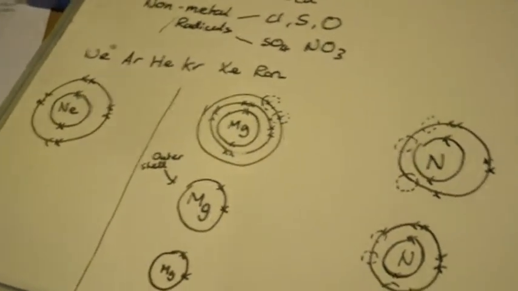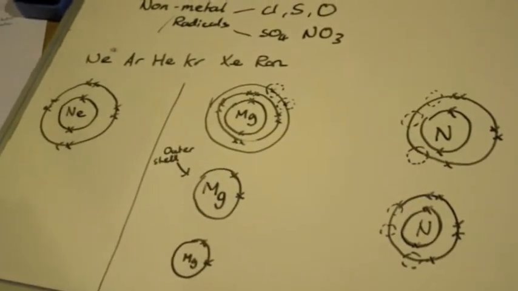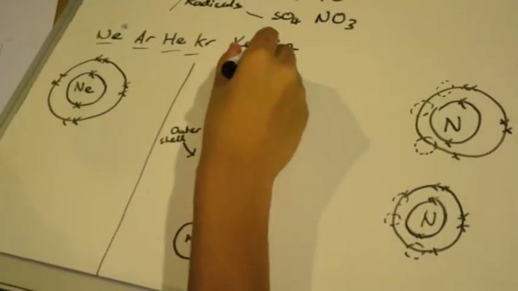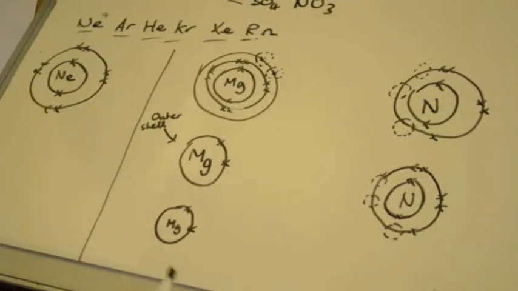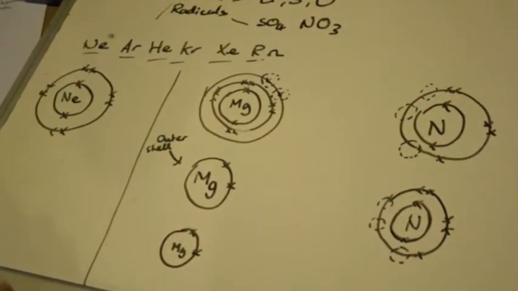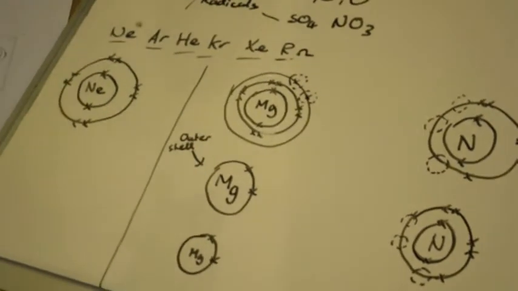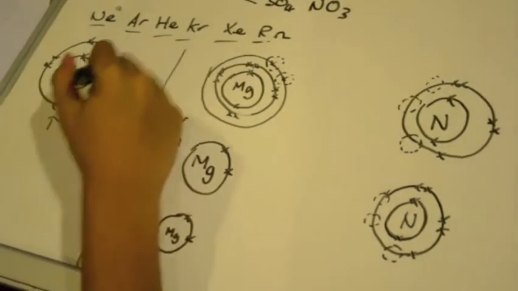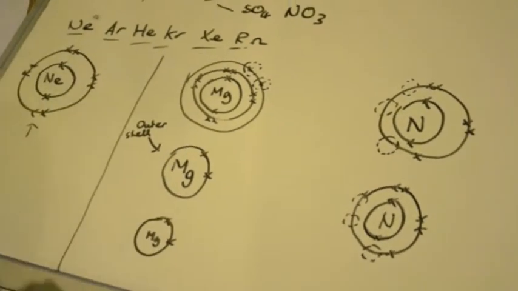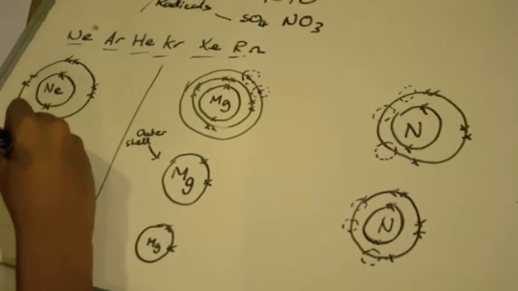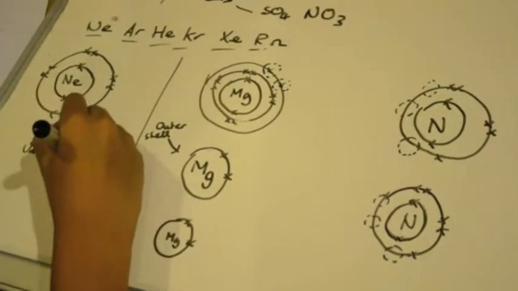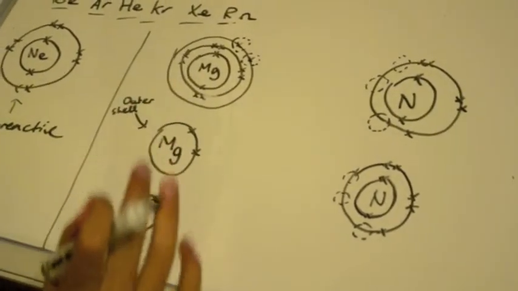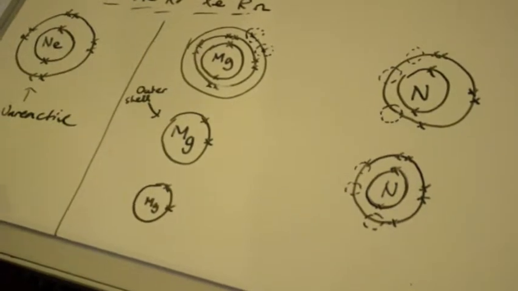So firstly, we need to understand the concept of noble gases, which are neon, argon, helium, krypton, xenon, and radon. Now what's special about these gases is that they're very unreactive and stable. That's because the electron configuration is filled. The outer shell has no more space for any more electrons. Therefore, it is unreactive. However, only some out of all the elements available in the periodic table are actual noble gases.